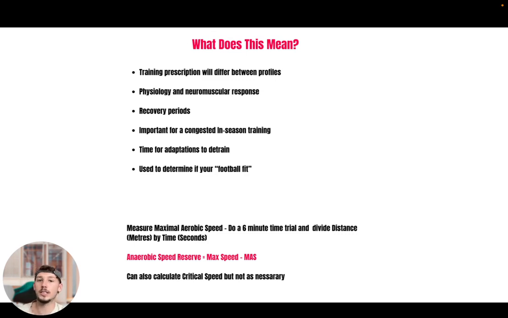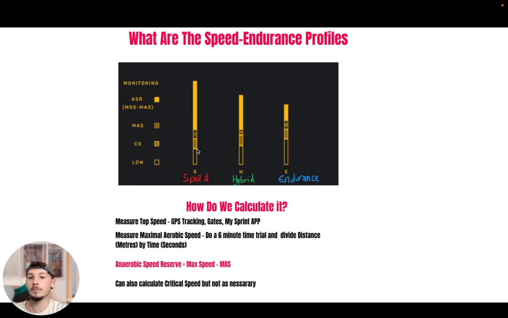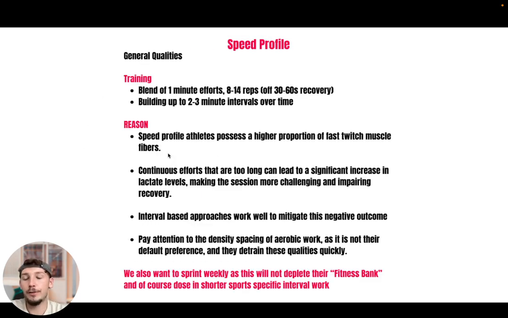So when we come over to what does this mean, every athlete is going to have a different physiological neuromuscular response. It's going to impact our recovery, but it's really important to understand this, especially in the in-season. Because what we know today is that high intensity interval training is going to slowly deplete our fitness bank. And the way we improve our fitness bank is by improving our critical speed, accumulating that throughout the whole season, which is then going to impact our maximal aerobic speed, obviously impacting the rest of our anaerobic speed reserve. So there's three different profiles with different training prescriptions.